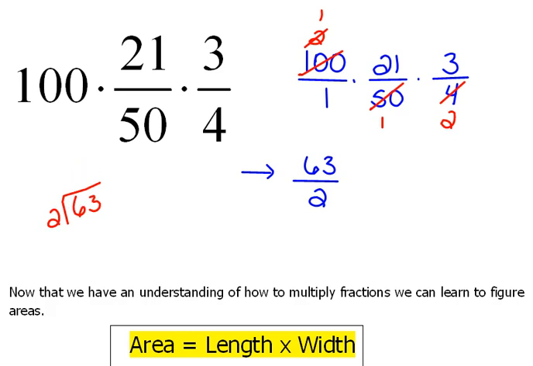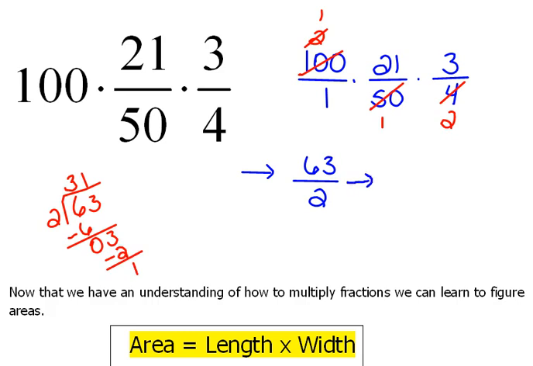Well, 2 would go into 6 3 times. 3 times 2 is 6. So when I subtract, that has nothing left. Drop down our next term and begin again. 2 will go into 3 one time. 1 times 2 is 2. When we subtract, we have a remainder of 1.